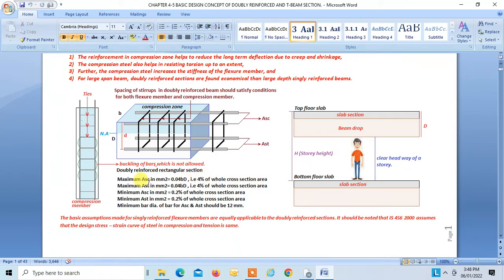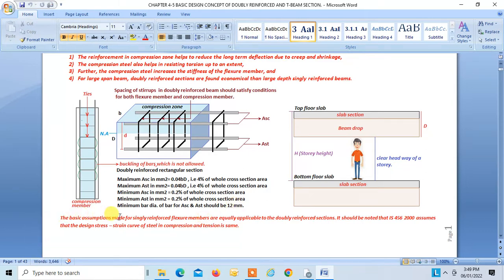Okay, the maximum Asc in mm square that can be provided is 4% of the whole cross section. Maximum Ast that can be provided is 4% of the whole cross section. Minimum Asc that can be provided is 0.2% of the whole cross section. Minimum Ast provided is 0.2% of the whole cross section. And minimum dia of bar to be used both for Asc and Ast should be 12 mm.